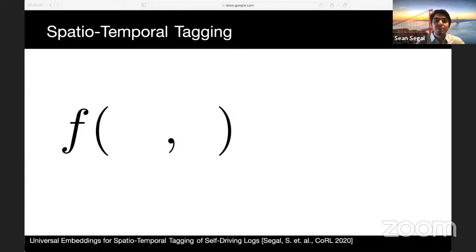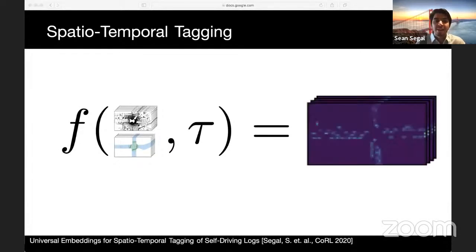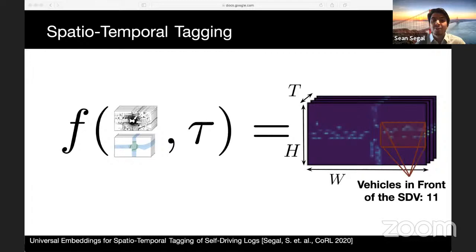We approach the problem of spatio-temporal tagging by learning a function f, which takes a data log and a tag attribute tau from a predefined set and returns spatio-temporal tag values. Tag values are tensors with both spatial and temporal dimensions and can represent any value, discrete or continuous, in the self-driving scene. For example, if we are interested in tagging vehicle density, each tag value would represent the vehicle density at a specific location and time step in the original data log. Tag values can later be pooled to generate interpretable scene tags, for example, tagging the vehicle density in front of the SDV.